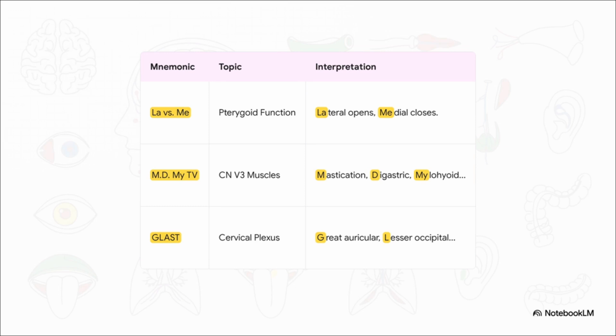For the pterygoid muscle functions, just remember lateral opens, medial closes. Simple. For the muscles supplied by CNV3, the mnemonic is MD MyTV. That stands for muscles of mastication, digastric, the anterior belly, mylohyoid, tensor tympani, and tensor veli palatini. And finally, for the cutaneous branches of the cervical plexus, use GLAST. Great auricular, lesser occipital, anterior cutaneous nerve of the neck, supraclavicular, and transverse cervical.